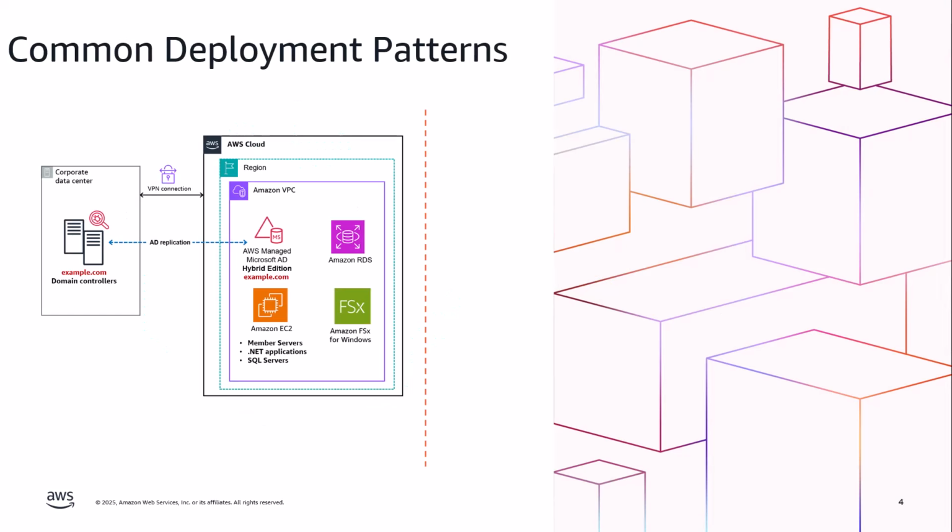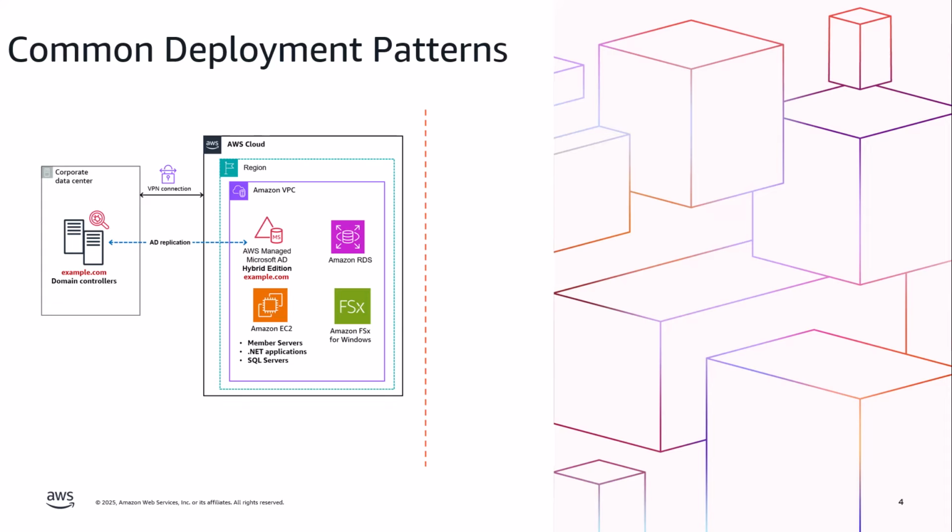A common deployment pattern that we see is having your Active Directory on-premise extended to the cloud directly. In this case, you would establish a VPN connection or Direct Connect to AWS, and you would extend your existing self-managed Active Directory from on-premise to the Hybrid Edition in the cloud directly. And in this case, the AD replication will flow directly between your self-managed DCs, which are on-premise, and the Hybrid Edition in AWS.